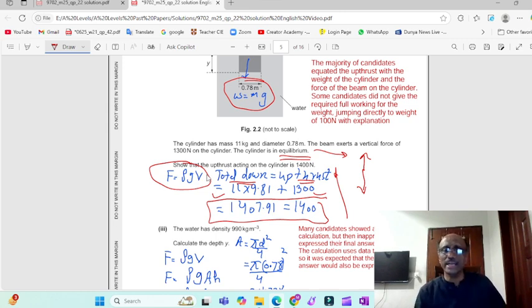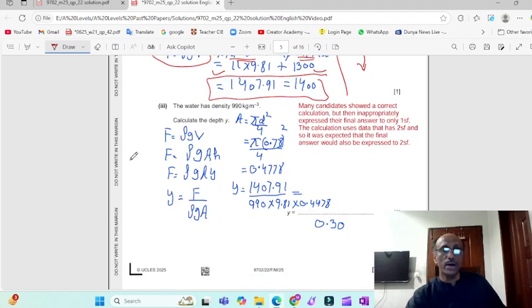The majority of the candidates equated the upthrust, which is the wrong way, and got the answer 100 Newton directly without showing any calculation. So you have to show your calculation. Now the water has a density of 990 kg per cubic meter. Calculate the depth y. We will use the formula F equals rho g V. Volume is not given directly. Volume is always equal to area into height.